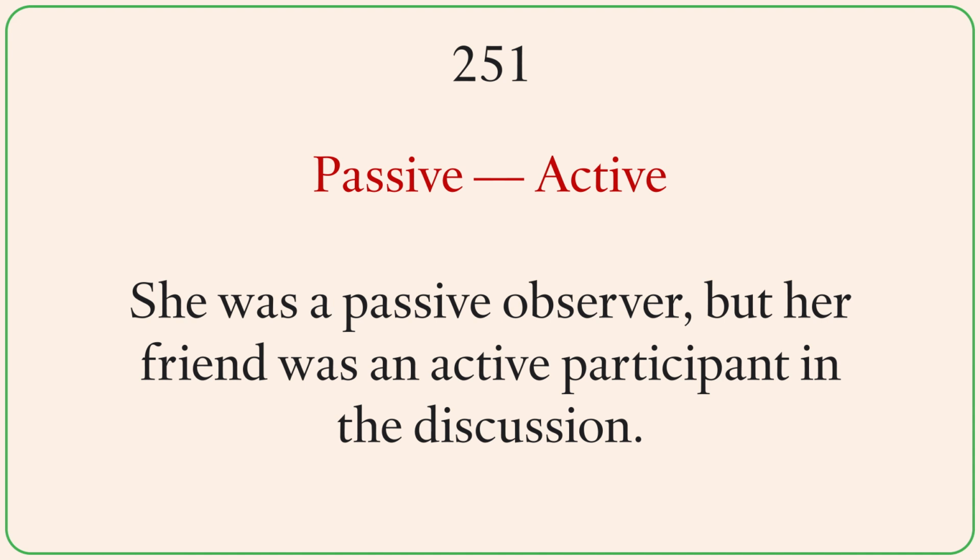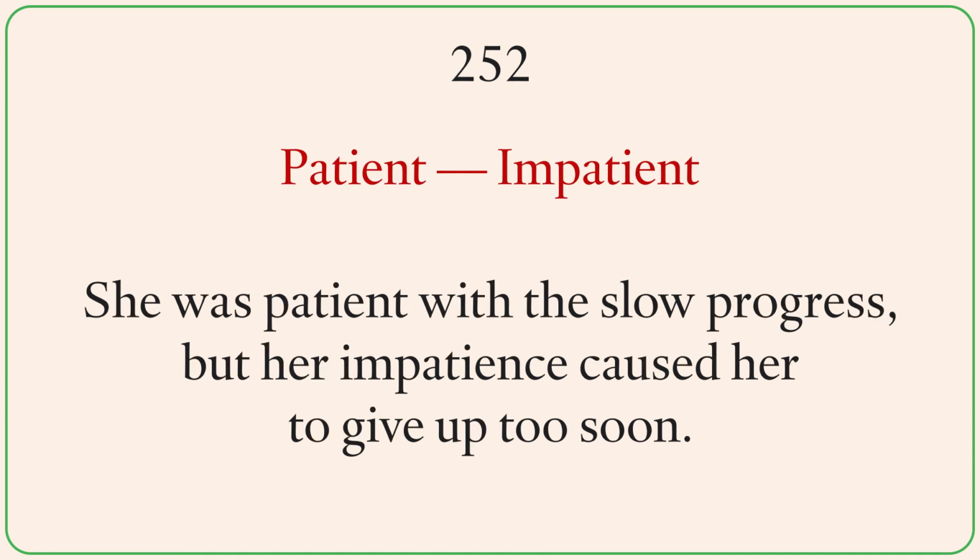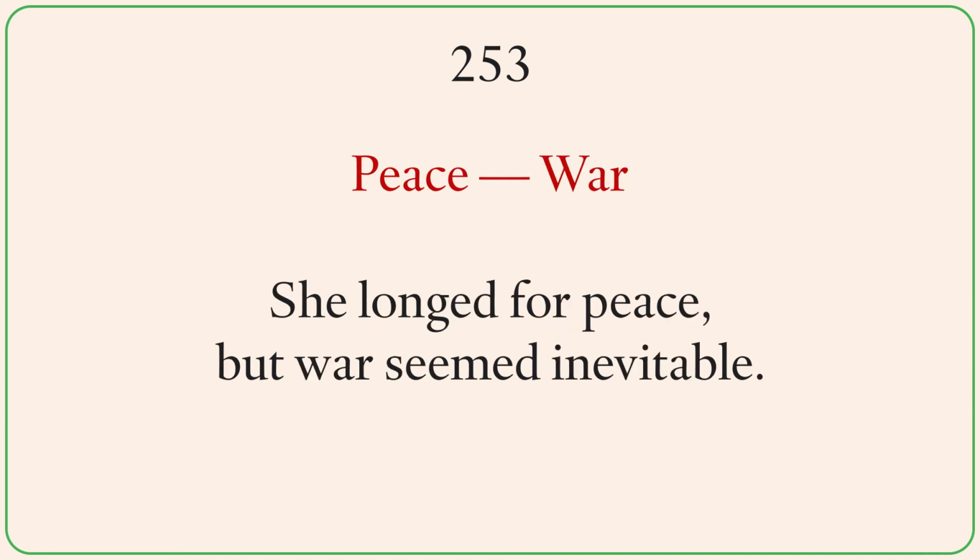Passive. Active. She was a passive observer, but her friend was an active participant in the discussion. Patient. Impatient. She was patient with the slow progress, but her impatience caused her to give up too soon. Peace. War. She longed for peace, but war seemed inevitable.